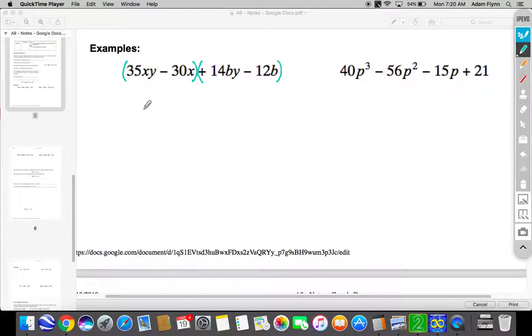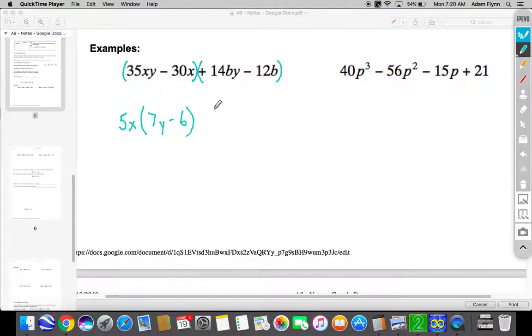So taking a look at our first group, I know that 5 goes into both 35 and 30, so I'll take out a 5. And both terms have an x as well. So that is my GCF for that group. When I divide 35xy and negative 30x by 5x, I'm left with 7y minus 6.